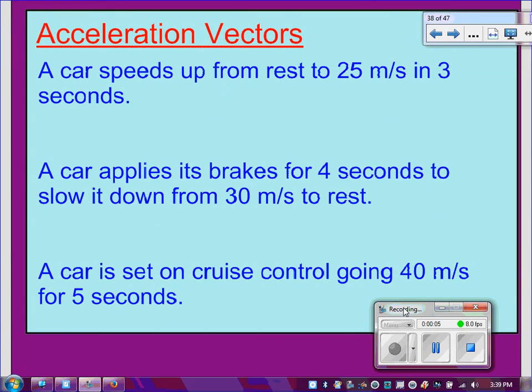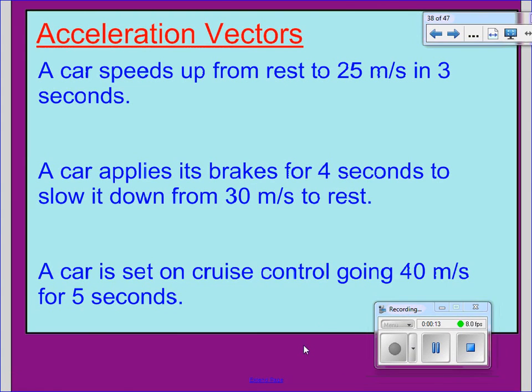In this video lesson, we're going to cover two topics. We're going to cover acceleration vectors and how those look in motion maps, and we're also going to cover instantaneous velocity. So let's go ahead and get started with acceleration vectors.